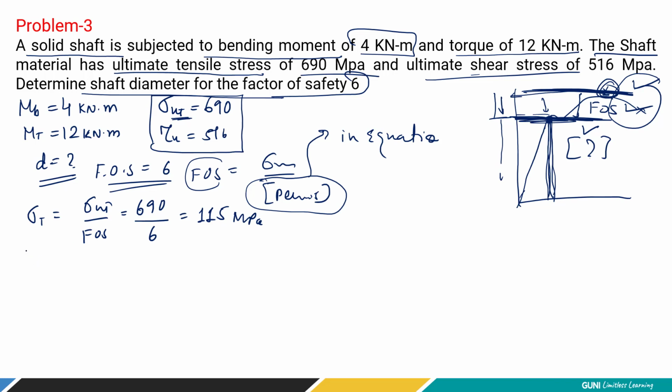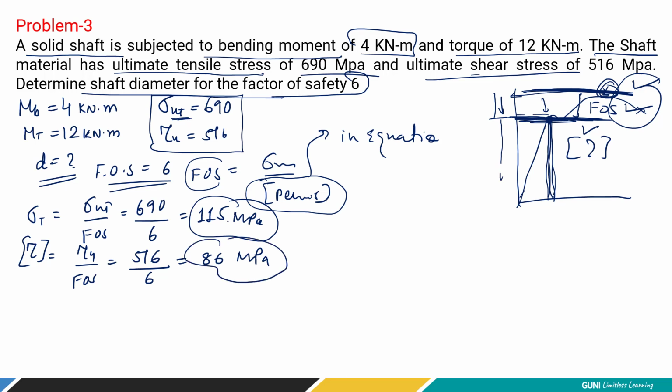Now similarly, we are given the ultimate shear stress, but here we want to find the permissible stress value, right? So the ultimate shear stress divided by FOS. Ultimate is given as 516, divided by 6 as the factor of safety. So the answer is 86. These are the permissible stress values that we generally use in numericals, right? We cannot directly use the ultimate value.